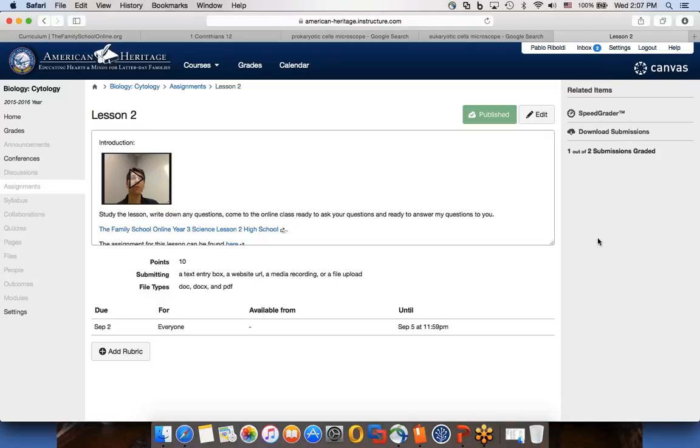Jen asked, what do we do if we don't have a microscope? Excellent question, all right? And this is very important. Let me put this question to rest, okay?